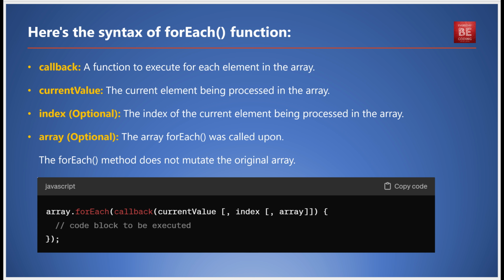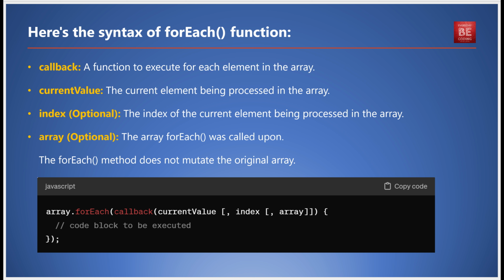The current value is the array element currently being processed. Think of it as the individual item in the array that the callback function is currently working with. Optionally, you can also include index, which represents the position of the current value in the array. Another optional parameter is the array itself, which is the array that the forEach function was called upon.